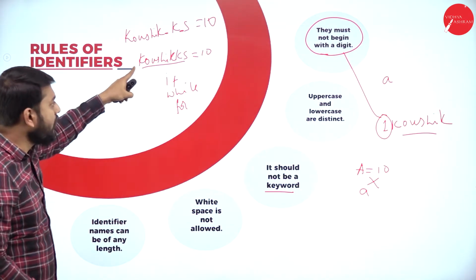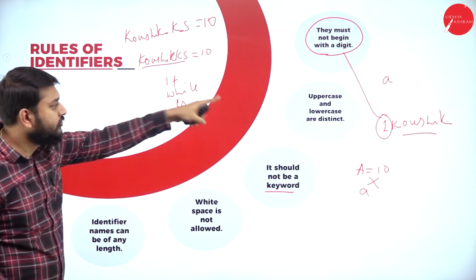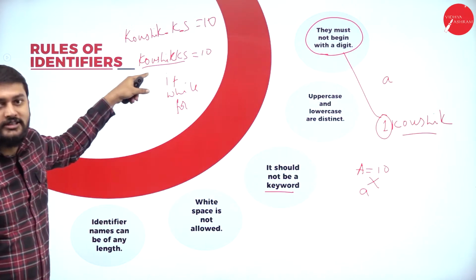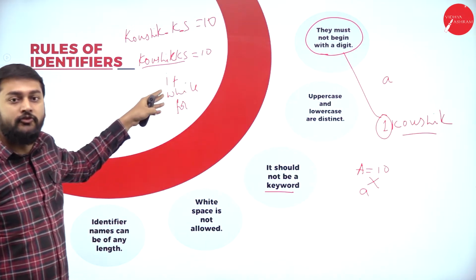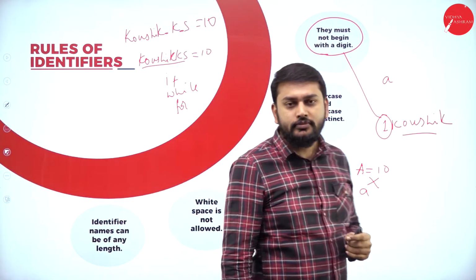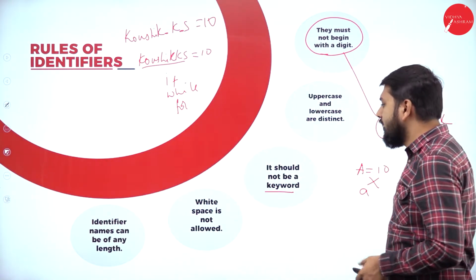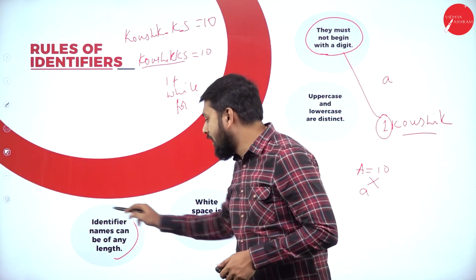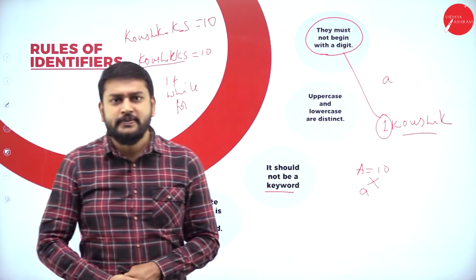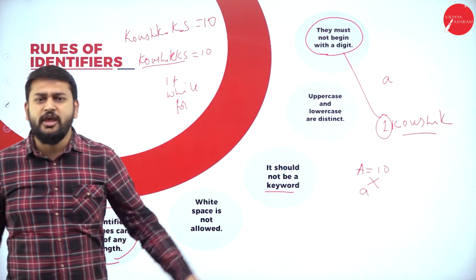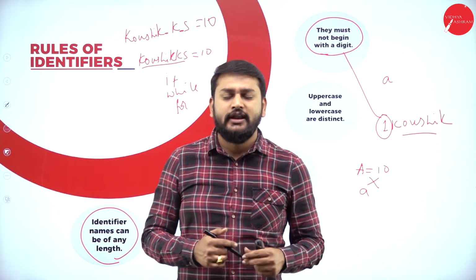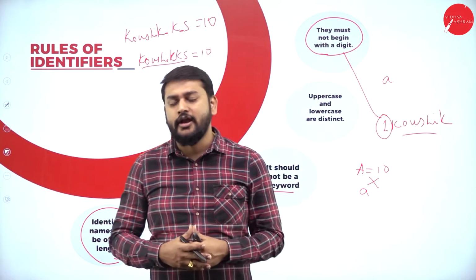Point number 1, I'm not starting with a digit. Point number 2, I'm maintaining the case. Point number 3, Kaushik is not a keyword. And point number 4, I'm not using any white space character. That's what you need to remember. And the last point, please understand, an identifier name can be of any length, but preferably 32 characters. So don't keep a bigger length of characters whenever you are using an identifier.